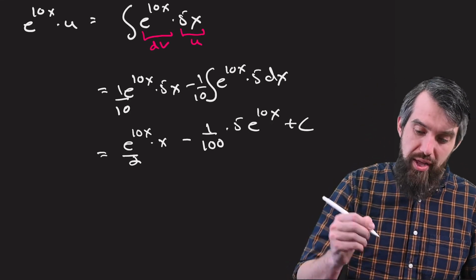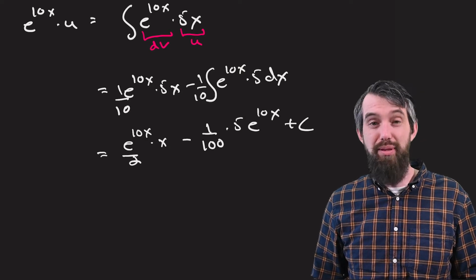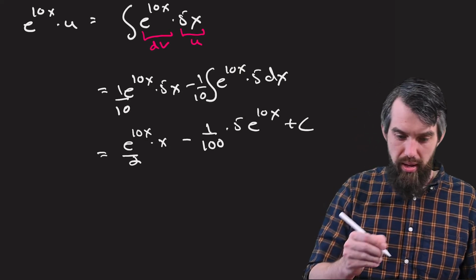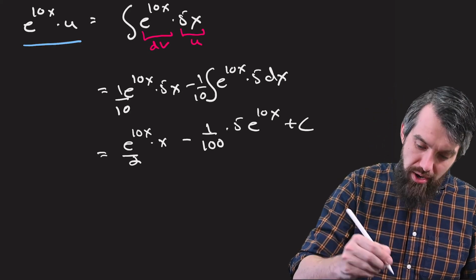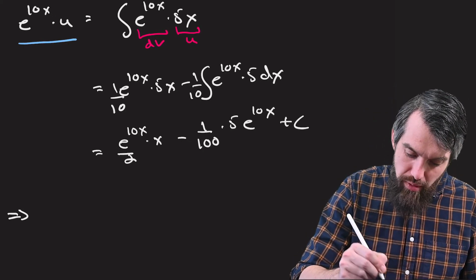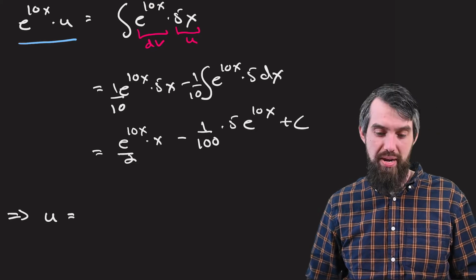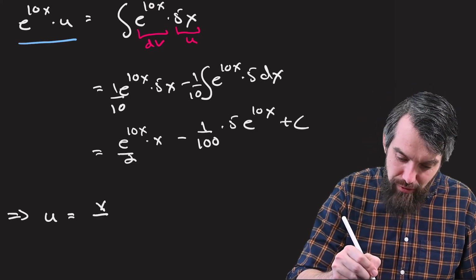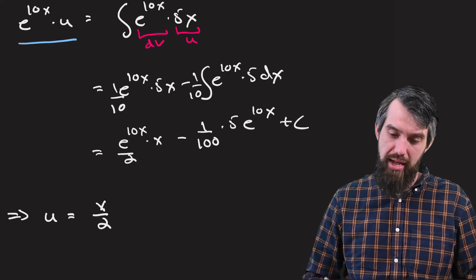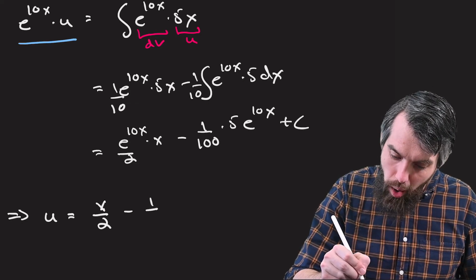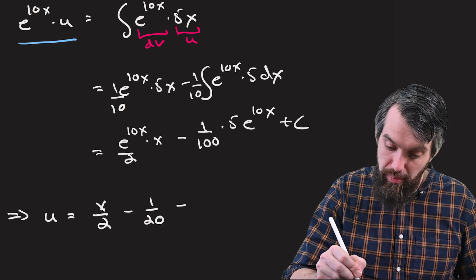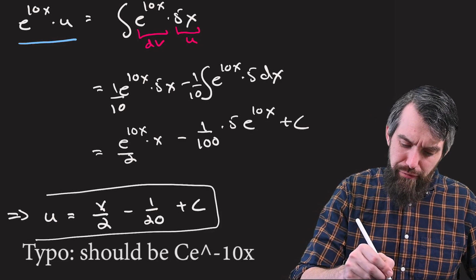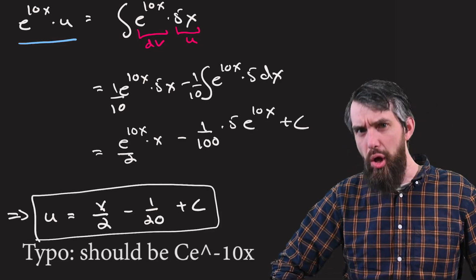Now we're close to being done, but still not quite. There's actually two things that remain. The first is that this expression that I have is not u. It's e to the 10x times u. So if I want to actually just get the value of u by itself, I have to divide out by e to the 10x. So what am I going to have? I'm going to have x divided by 2, because I'm getting rid of the e to the 10x, minus 1/20th, and then that's not multiplied by anything, and then plus c. And that gives me an answer for u, but that's still not enough.